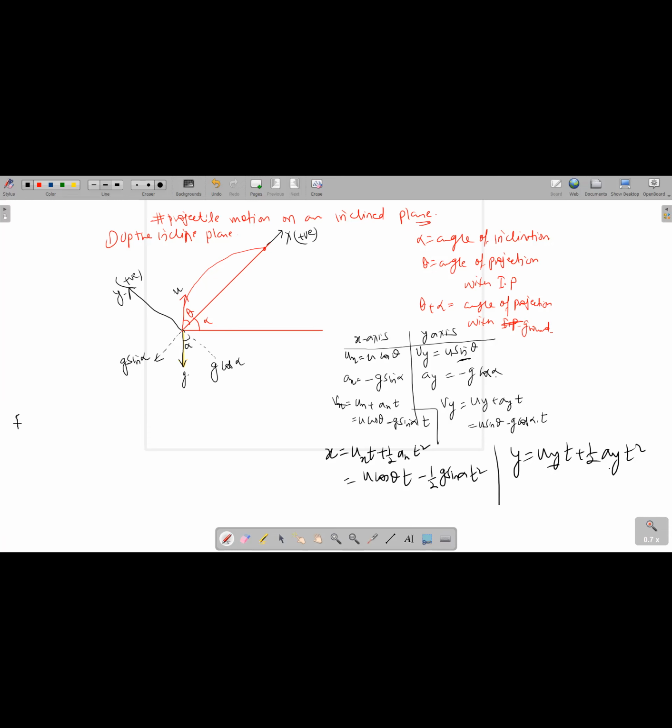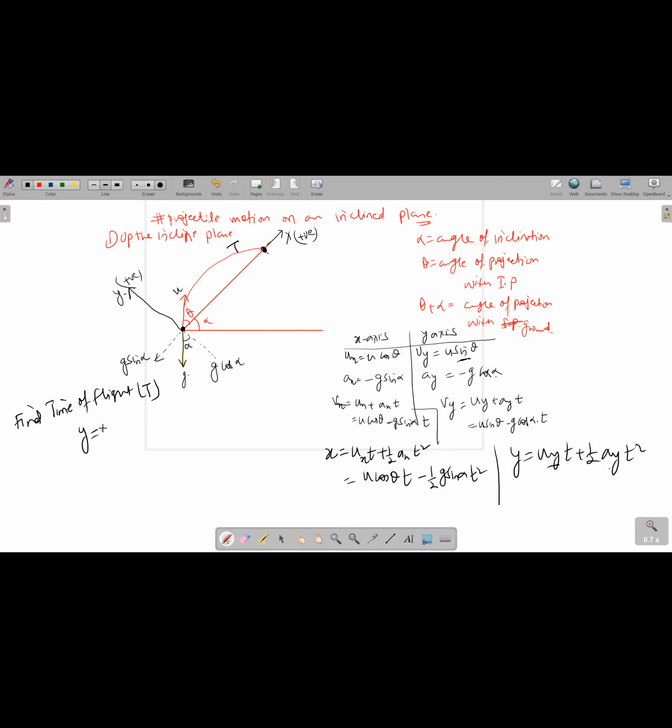Now I want to find the time of flight. See, you have thrown an object from here at this point, and it will take this path and strike the plane over here. The time taken by this object to come from here to this point is known as the time of flight. How do you find that? The particle has been thrown from this point and has come all the way to this point. Its y displacement is 0, because this is the x-axis and this is the y-axis.